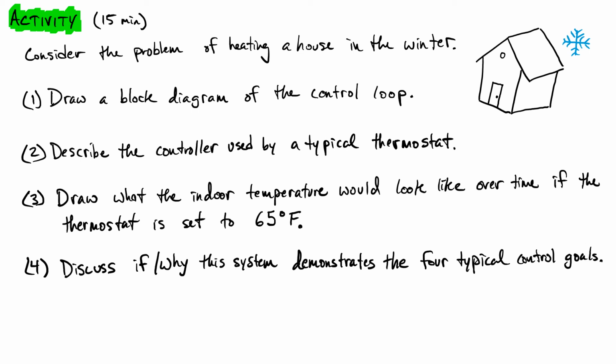temperature inside the house. In part 3, go ahead and draw, essentially as a plot over time, what the indoor temperature would look like, assuming that the outside is some chilly temperature, say at least 40 degrees, and that you set your thermostat to 65. So what does it look like for the indoor temperature over time? And then finally, go back to those 4 different control goals and discuss whether or not this particular setup and whether a typical thermostat achieves our 4 control objectives.